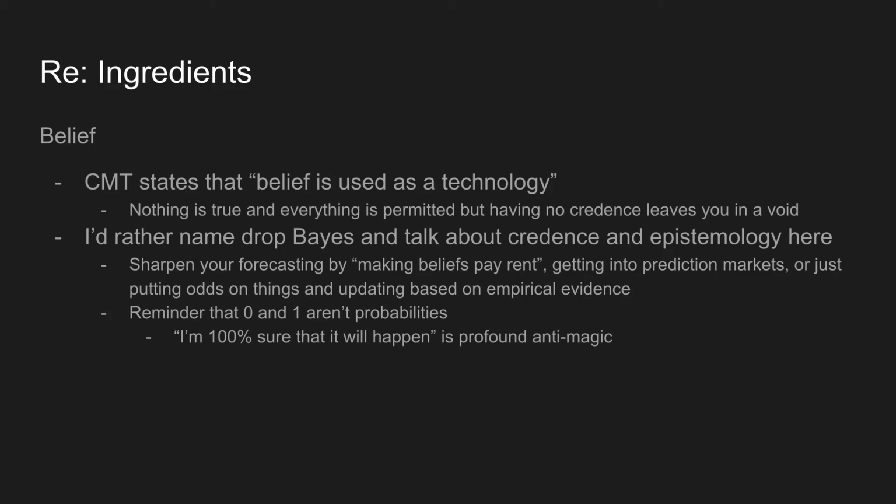Some interesting things I'd mention here are basically sharpening your forecasting by making beliefs pay rent. So look into things like Metaculus or various prediction markets, or just put odds on things more frequently. If somebody asks you, is this going to happen? Think about it as a percentage, because simply putting the number on it is pretty helpful. And it will sharpen up your epistemics over time.